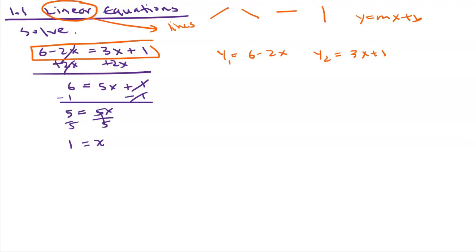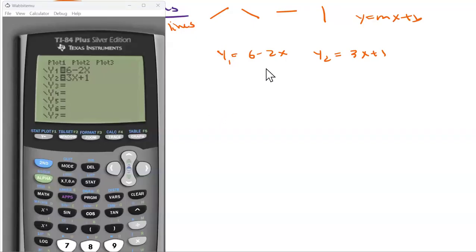Okay, so let me pause this. I have here on my graphing calculator, I've entered the first equation, 6 minus 2x, and the second equation, 3x plus 1. So math deals with graphs. If you understand the graph behind the equations, then it makes a lot of sense. But if you take these two independently, then math is not going to make any sense. All of these equations have graphs, so if you understand the graph, then you understand the equation behind that graph.